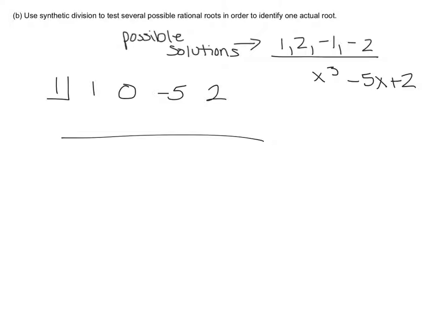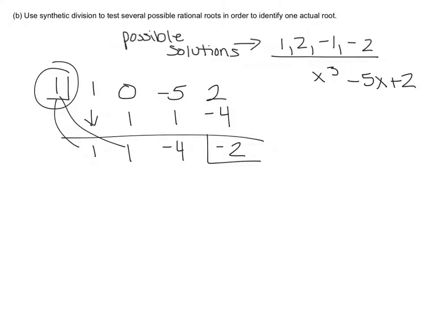Now I'll just do my synthetic division. Bring down the 1, and then 1 times 1 is 1. Add 0 plus 1 is 1. Multiply again, 1 times 1 is 1. Negative 5 plus 1 is negative 4. 1 times negative 4 is a negative 4, and negative 4 plus 2 is a negative 2. In order for this to be a root, the remainder must be 0. The remainder is not 0, so I know that 1 is not a solution to my problem.